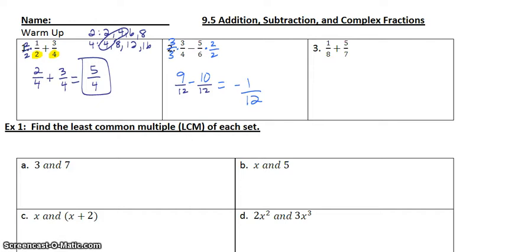Alright, I want you to pause the video and try number 3. Alright, I got 47/56, and 56 ends up being the least common multiple as well. Alright, so I hope at this point you're kind of like, oh yeah, that's easy, I remember how to do that. It gets a little harder to find that common denominator when we have variables, so that's the next thing I want to talk about.